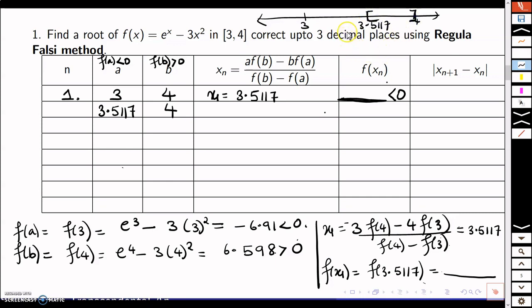Is it clear? In bisection method, you would have got midpoint of 3 and 4. That would have been 3.5, which would have been here. So you can see that the interval in the first iteration itself has become less compared to the bisection method. So this tells us that we are going towards the root faster compared to the bisection method in this method.